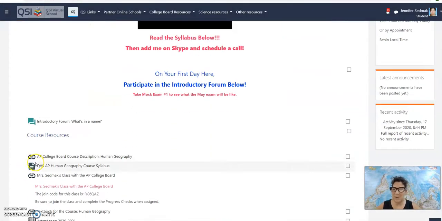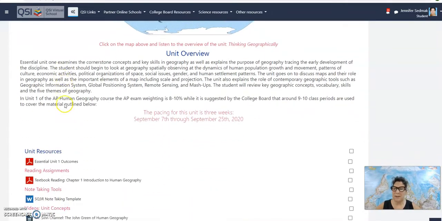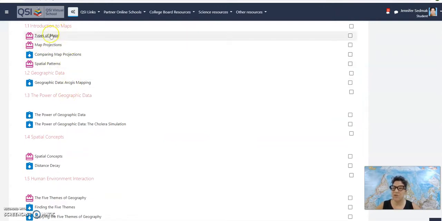Here we go. Let me take you down to unit 1 and open this up. So by this point in time, you should have done the series on Introduction to Maps. You should have done the ArcGIS data mapping activity so that I could see where all of you are located in the world. And you should have also done the activities on the power of geographic data, including that cholera simulation activity. In that one you learned how John Snow used geography to solve a big problem in England back in the 19th century.